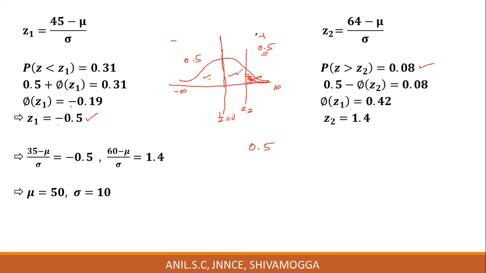Required is the shaded area. Therefore, we have to eliminate this unshaded area. The unshaded area is from 0 to Z2, 0 less than or equal to Z less than or equal to Z2. Therefore, this is 0.5 minus this, which is denoted by phi of Z2. That's what I have written here. 0.5 minus phi of Z2 is equal to 0.08. Therefore, phi of Z2 is equal to 0.5 minus 0.08, which is equal to 0.42.